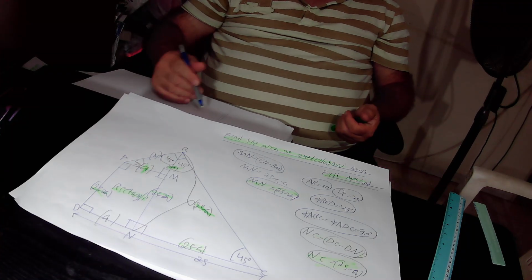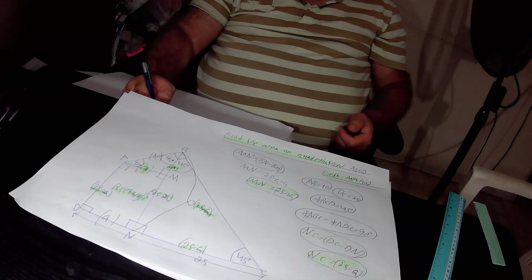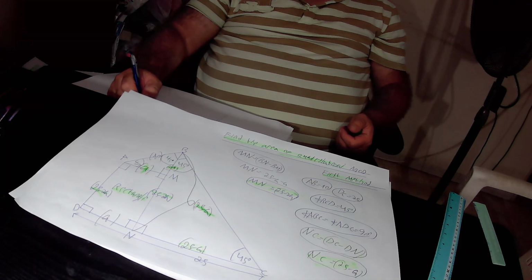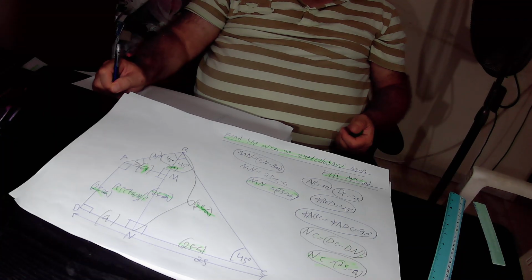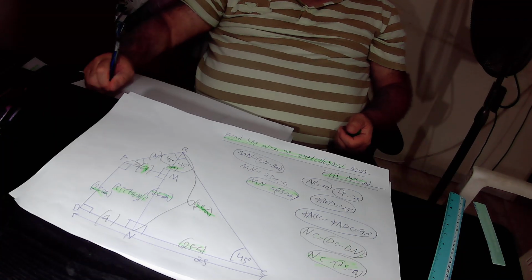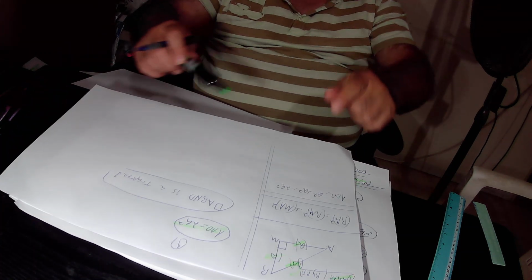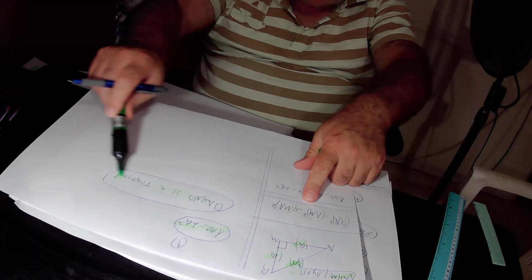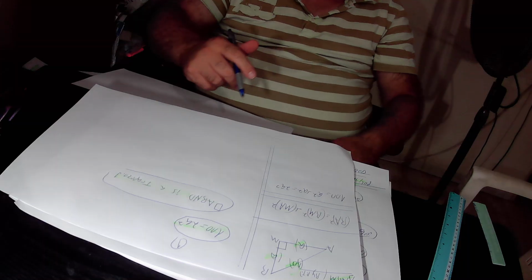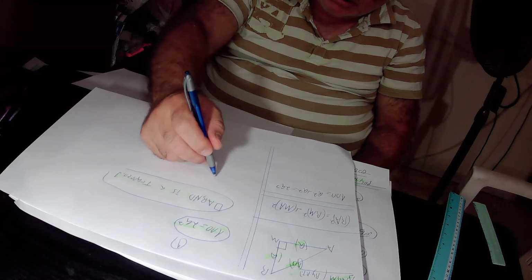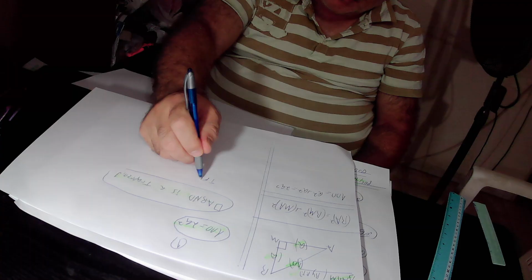So write it down. We found that quadrilateral ABND is a trapezoid. And again, quadrilateral ABND is a trapezoid because it has one pair of parallel sides. In the next step, we'll find out the area of trapezoid ABND. So what is the area of trapezoid ABND?